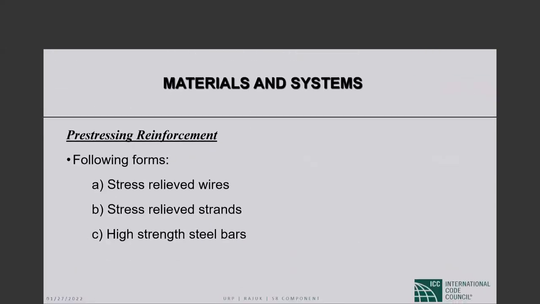So these are the different forms of pre-stressing reinforcement that are available. Now there are stress relieved wires, stress relieved strands, and high strength steel bars, like Dywidag bars. So nowadays, the question is, do we have to use steel? No, not necessarily. As you know, composites are available now. There are reinforcing bars made of CFRP or GFRP, and there are also pre-stressing tendons available in composite. So that's available.